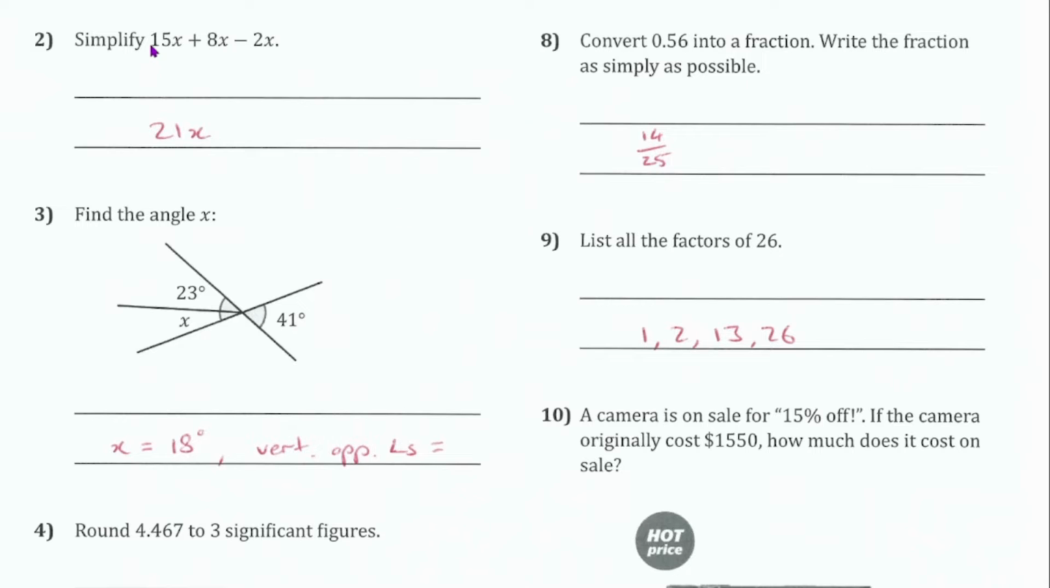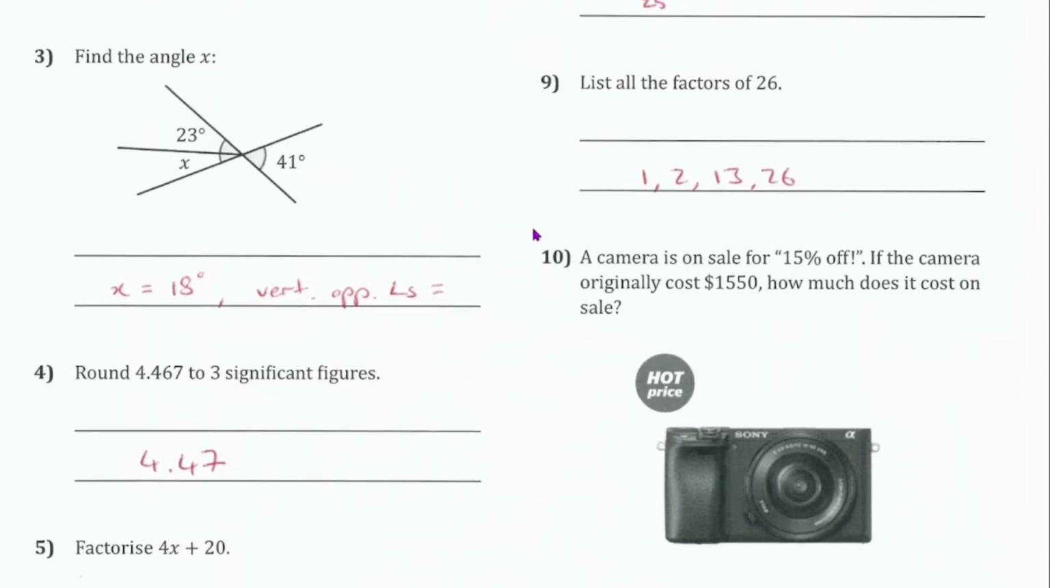Right, for our second question, we've got 15x plus 8x minus 2x. If I said you had 15 bananas plus 8 bananas, take away 2, you'd know you had 21 bananas. It's the same with x's here. We're grouping like terms. So here overall, we have 21 x's.